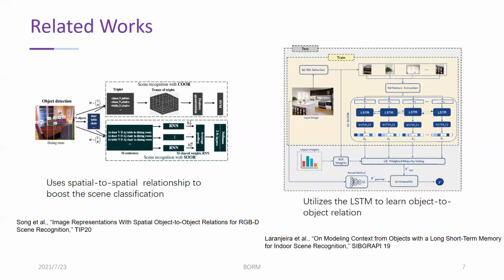The left work uses the spatial-to-spatial relation for scene representation with an RNN model, and the right work uses LSTM to learn the object-to-object relation implicitly. In summary, both of them have not studied object-to-object relation in a Bayesian probabilistic manner that statistically lists the relation among object pairs over various scenes.